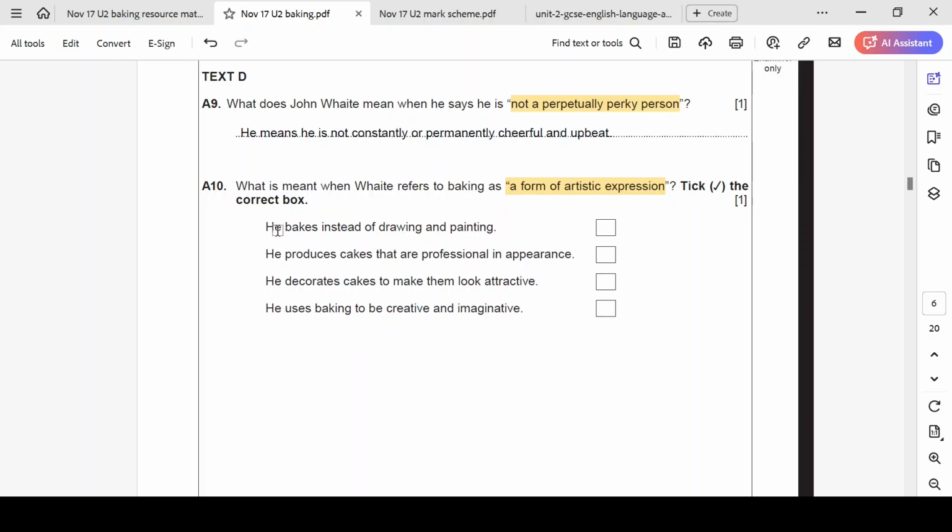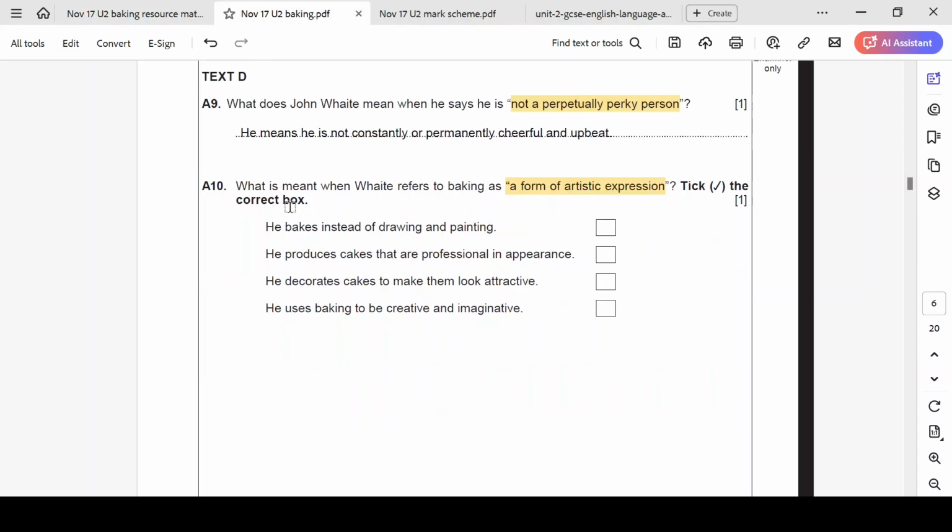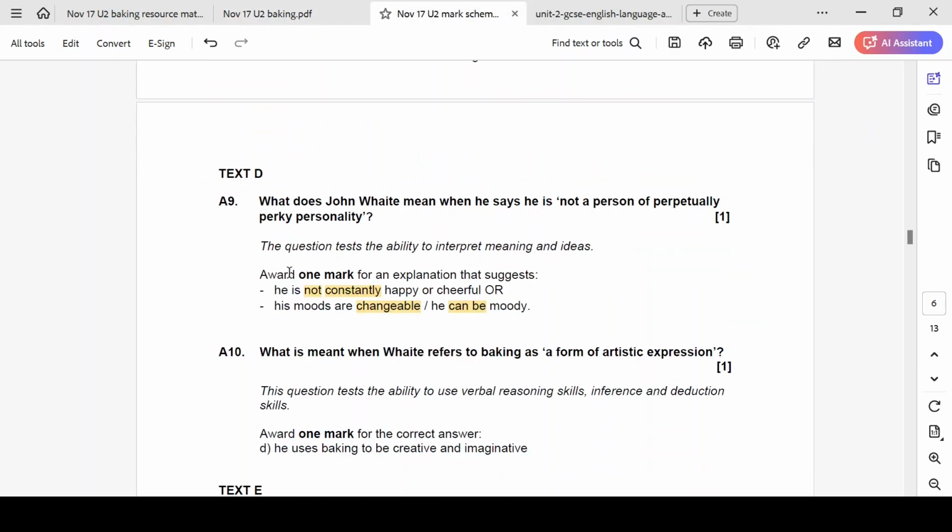I don't think it's either of those two. He bakes instead of drawing and painting. And he says he's not very good at painting and he can't draw. But he doesn't say he's doing it instead of that. He's saying that he is doing it, he's like an artist inside him screaming to get out. That one feels like it's this one. He wants to be creative and imaginative, and he can't do it through drawing and painting. He does it through baking. So I'm going to go with that as my choice. And then I'll check with the mark scheme. Uses baking to be creative and imaginative.